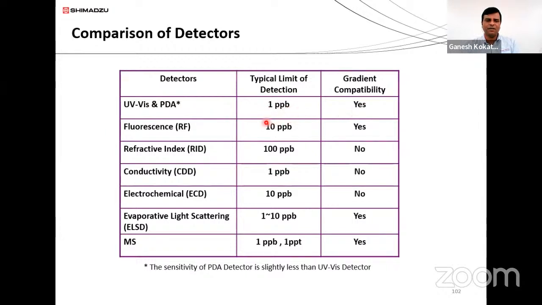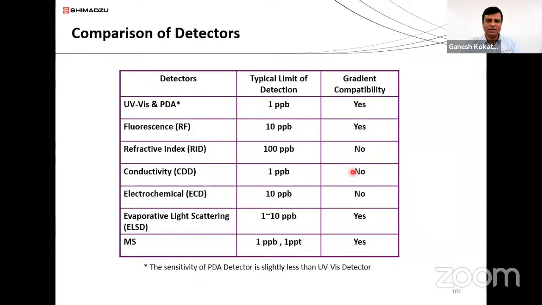Yes, it's gradient compatible. Fluorescence is 10 ppb as compared with RI, it's 100 ppb. So if you see the RI as well as RF, RF is more sensitive as compared to RI, and obviously ELSD is more sensitive as compared to RI and equal to RF. And MS, you may go up to ppb or maybe ppt, depending on which kind of MS you are going to use.